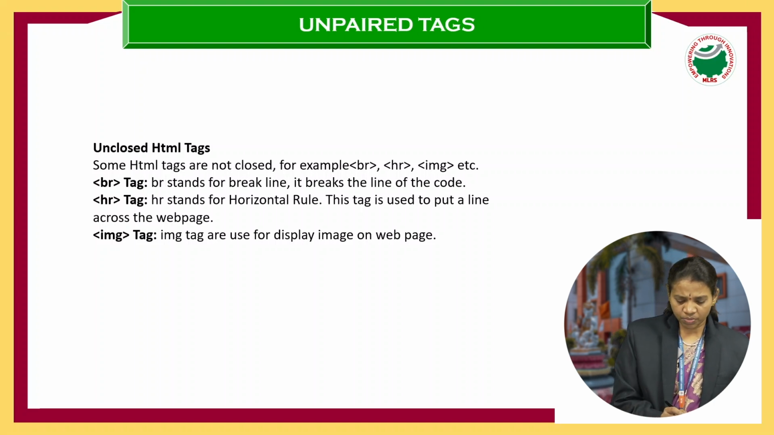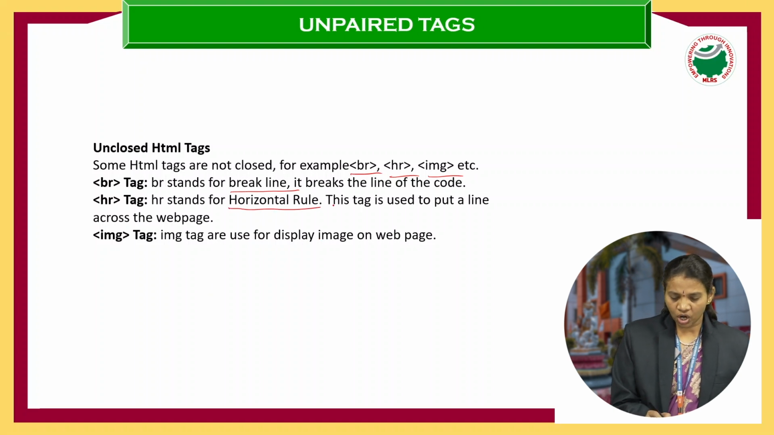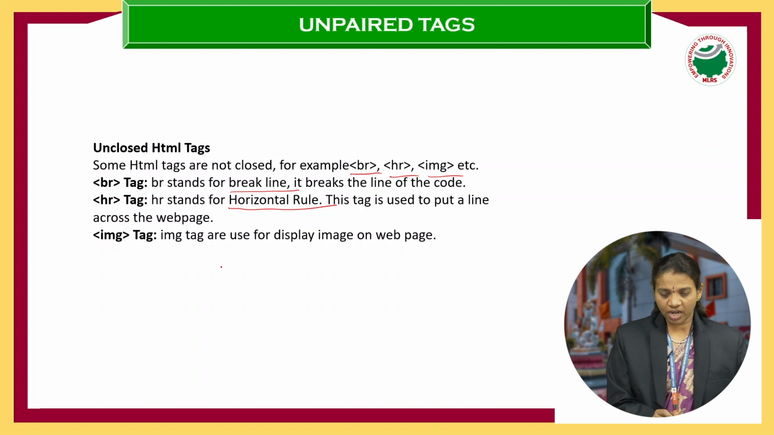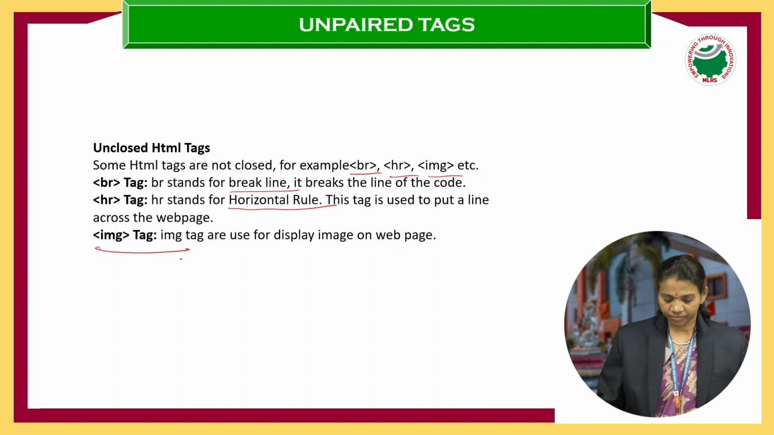Some of the unpaired tags are BR, HR, and image. BR stands for break line, to break a line, that means to print a new line. HR is nothing but a horizontal line. If you want to display a line in between the coding, you use HR. To break a line, you use BR. The image tag is used to display whatever images on the web browser.